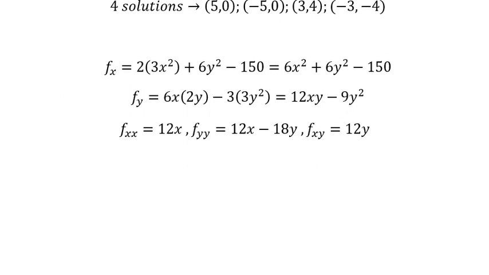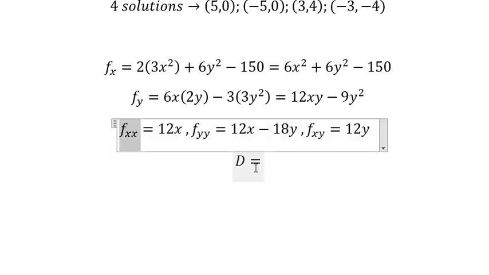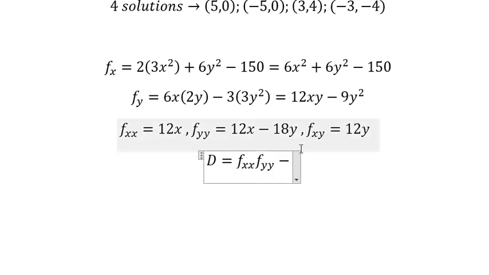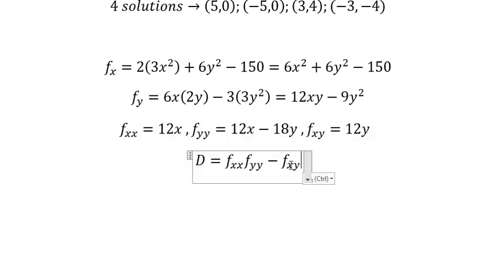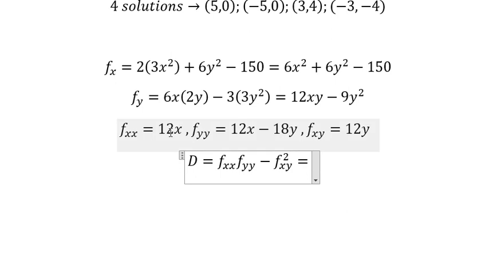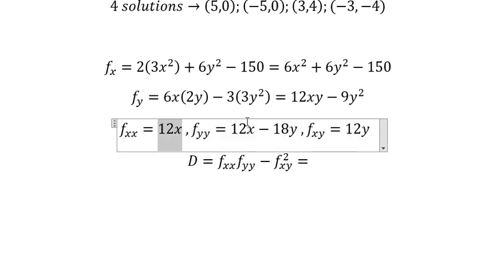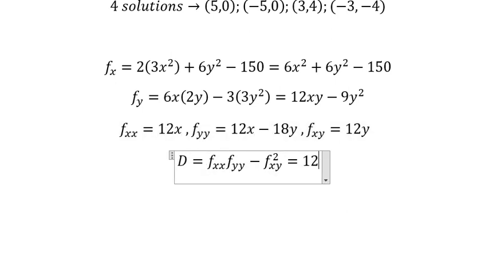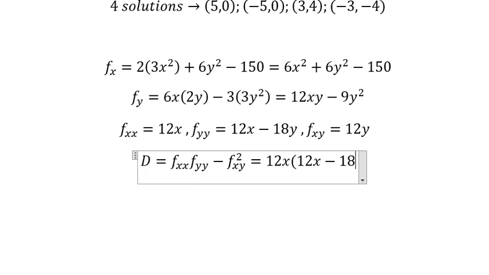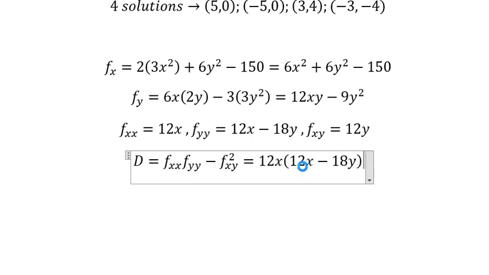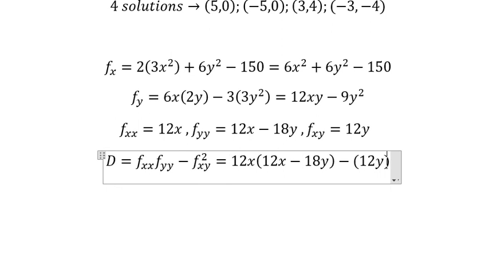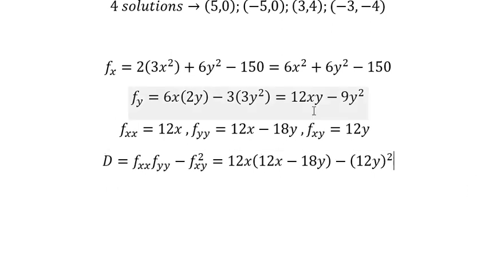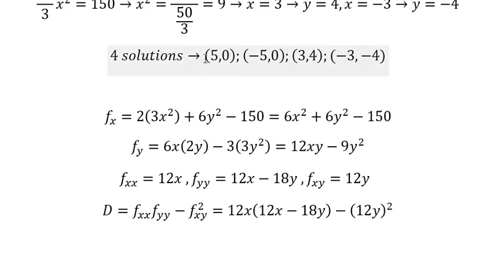Now we need to find the determinant. That's capital D in here. So we have f xx multiplied by f yy minus f xy to the power of 2. So we multiply this one by this one, minus 12y squared in here. Now let's go to the points.